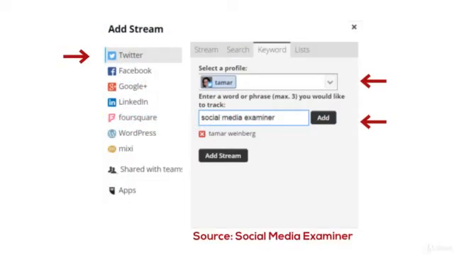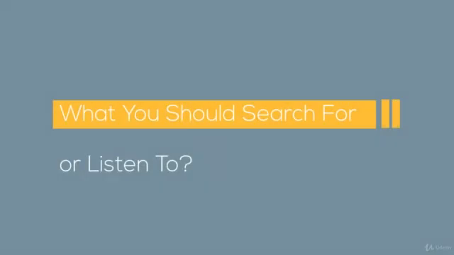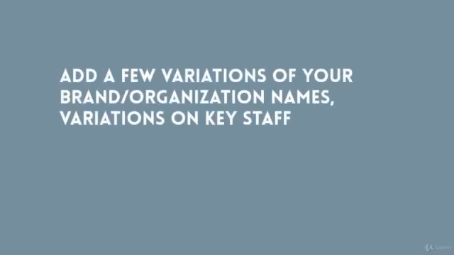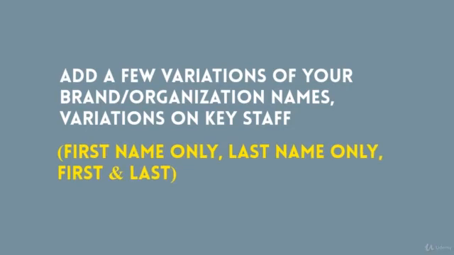A logical question here: what you should search for or listen to. Aside from the obvious of searching for your own brand name, here's what I recommend to put in the automated alerts for Google Alerts, TweetDeck and/or Hootsuite. First and foremost, your brand name. Add a few variations of your brand organization names, variations on key staff, first name only, last name only, first and last, and any abbreviations of your company name.